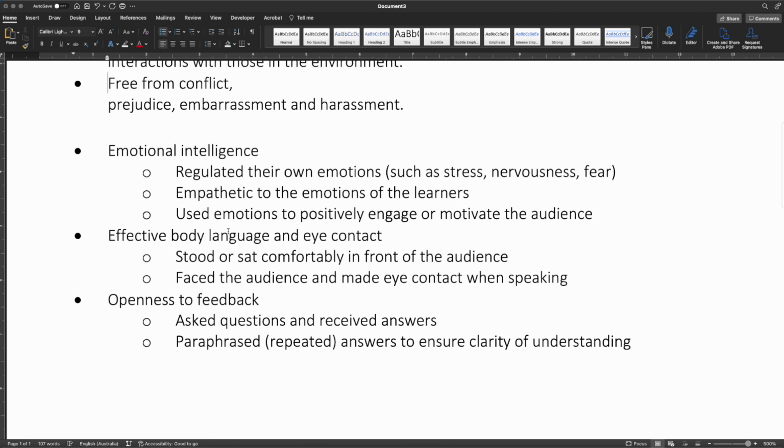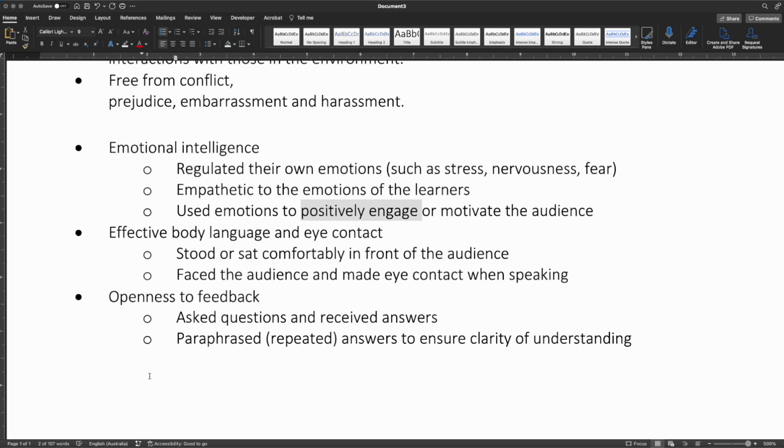Then I've broken down emotional intelligence into three areas here. They regulate their own emotions such as stress, nervousness, and fear. They are empathetic to the emotions of the learners. They use emotions to positively engage or motivate the audience. In doing this, I've actually removed the positivity part down here. If you recall, we looked at positivity as a part of interpersonal skills. If we can embed that under emotional intelligence, then we don't have to do it separately.